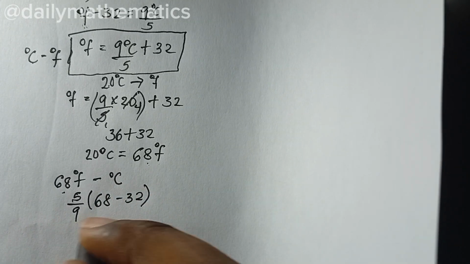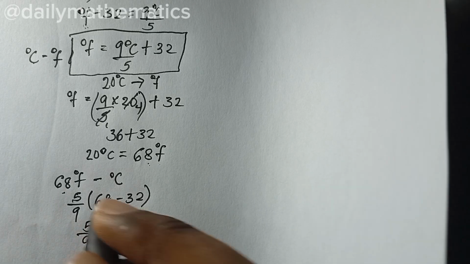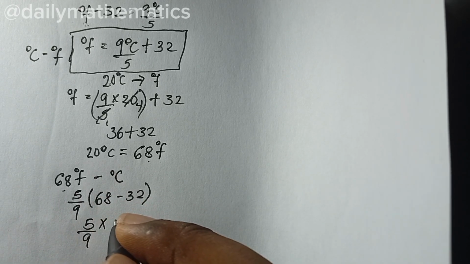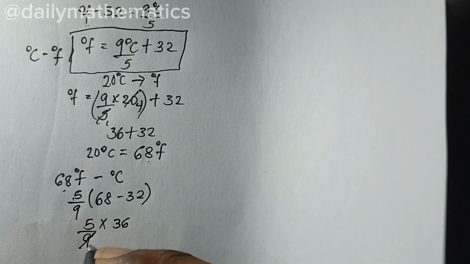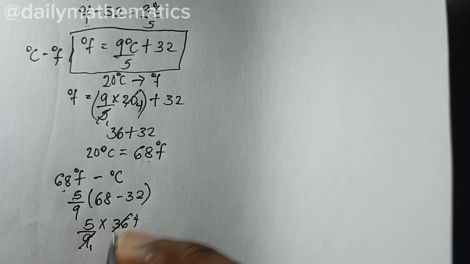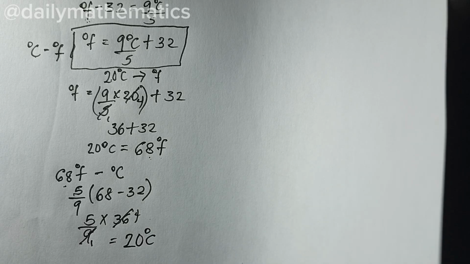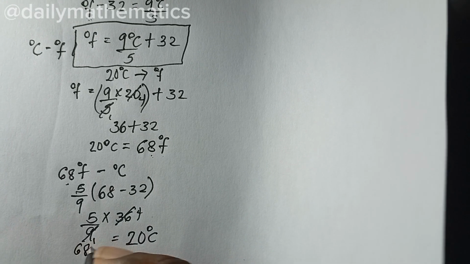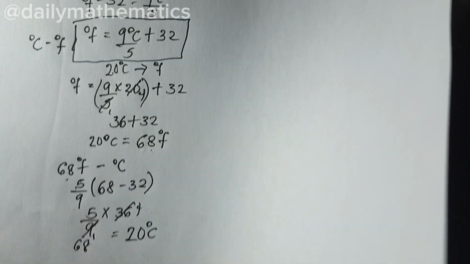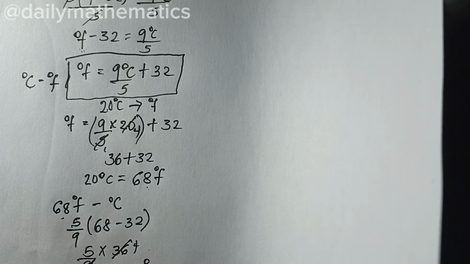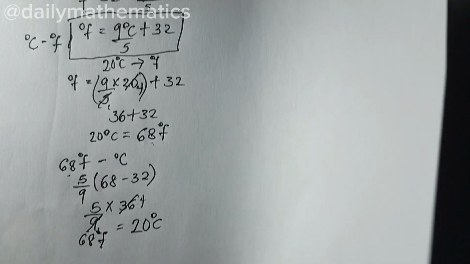So from here we have 5/9 times 68 minus 32, which gives us 36. And so from here we have 9 here 1, 9 in 36, 4. 5 times 4 will give us 20 degrees Celsius. That means 68 degrees Fahrenheit is what gives us 20 degrees Celsius. That means we will know we are right if we are given this kind of question to solve.